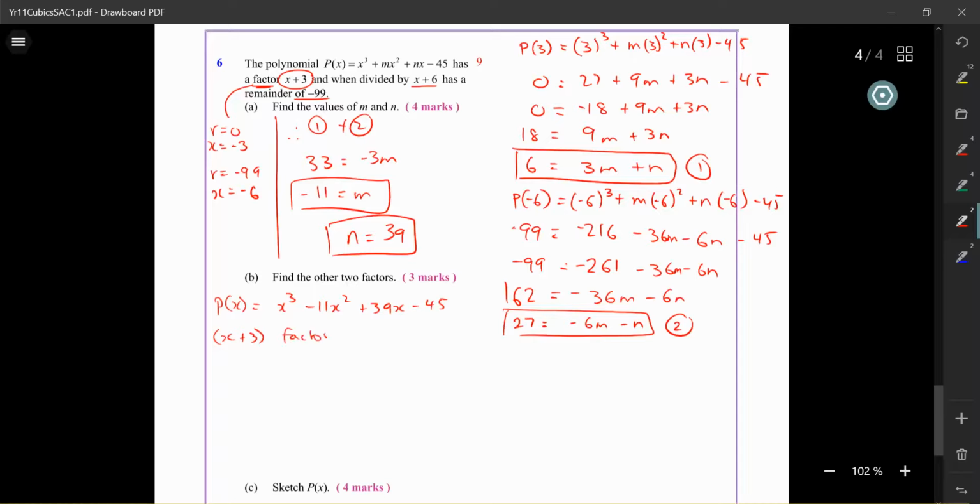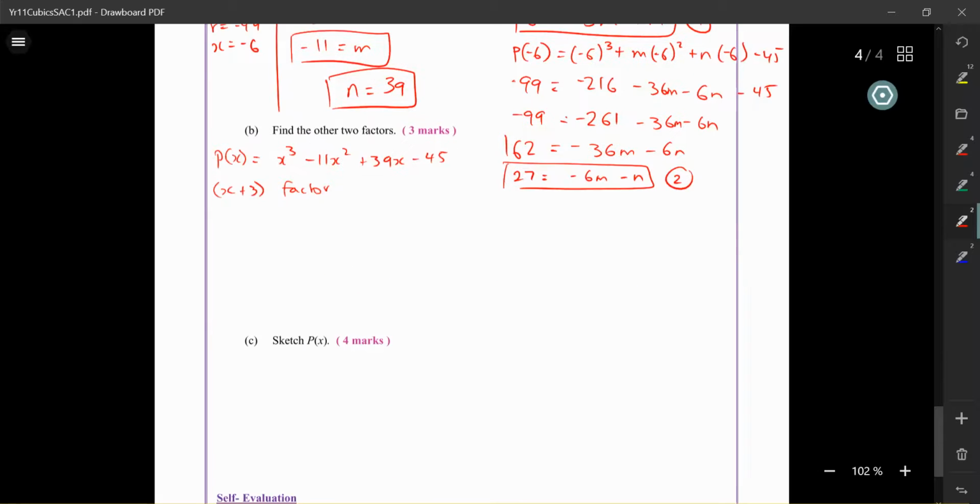That means if I took the equation p of x divided by x plus 3, I should get a 0 remainder. So I need to do cubic division to figure it out. This time I'm going to do synthetic, just to show those, again, who may have forgotten it. Rearrange the x plus 3 and you get minus 3 here. Write down the coefficients, so 1, negative 11, 39, minus 45.